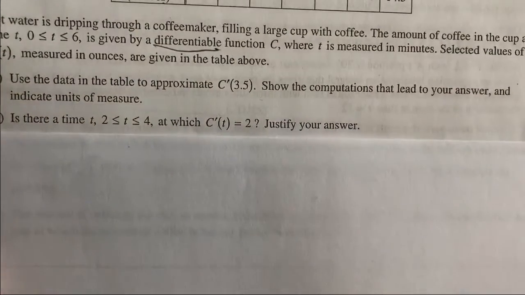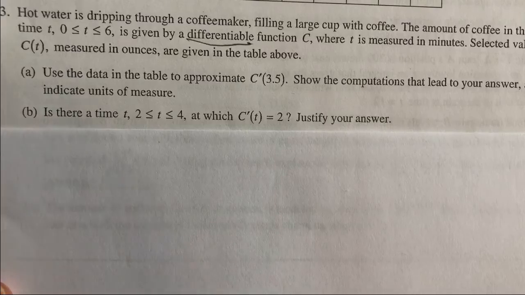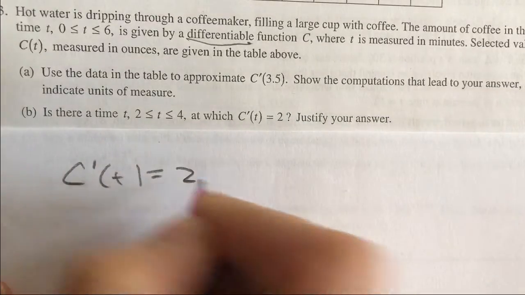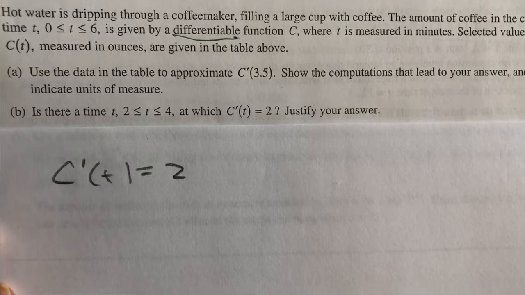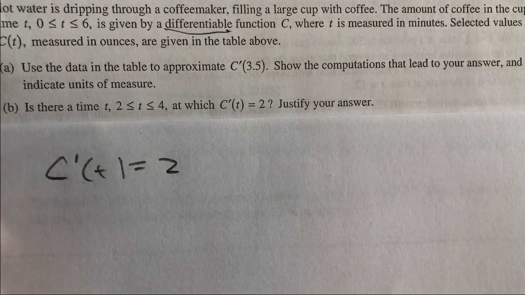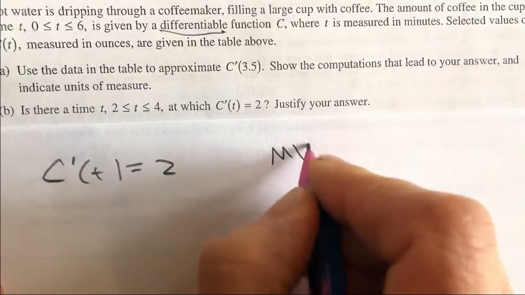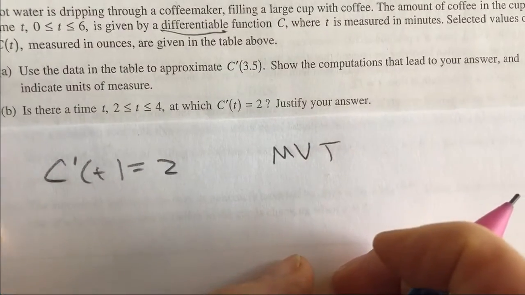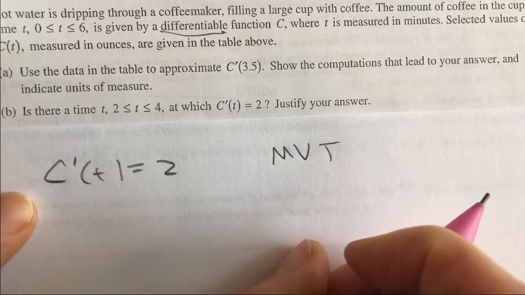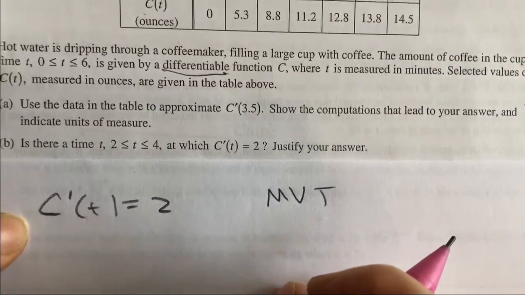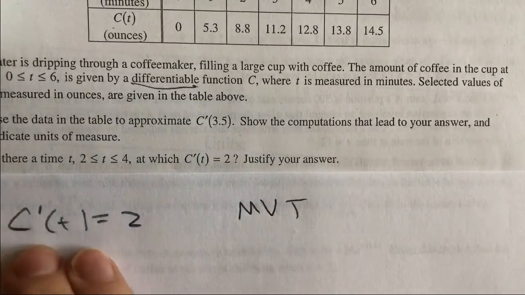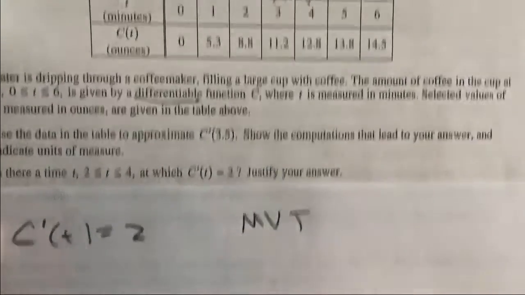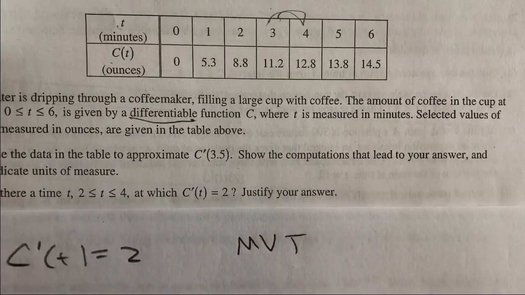Part B. Is there a time where C prime of t has to equal 2? Justify your answer. Okay, if you see, does the function have to equal a value? That's intermediate value theorem. Does the derivative have to equal a particular value? That's mean value theorem, which says as long as the function is continuous and differentiable over the interval, right? Continuous over the closed interval, differentiable over the open interval, then the slope of the tangent, the derivative, has to equal the slope of the secant for some value of t, in this case between 0 and 6.